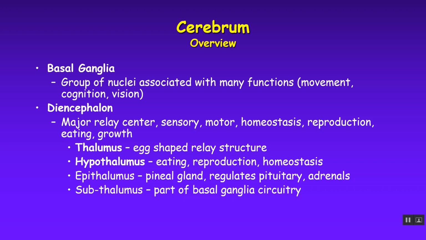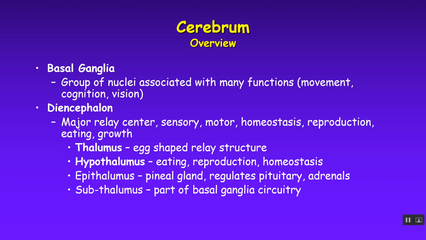If it gets hung up in that loop, it slows down, and then you get Parkinson's disease. Okay, if they can't get through that little basal ganglia. But you have the same thing for voluntary vision when you try to look to different places. Even memory and intellectual processing, some of that loops through the basal ganglia. So basal ganglia problems, like in people with Parkinson's, can also cause cognitive problems, because it's a relay center that helps with that. The diencephalon is a major relay center for sensory, motor, homeostasis, reproduction, eating, and growth.